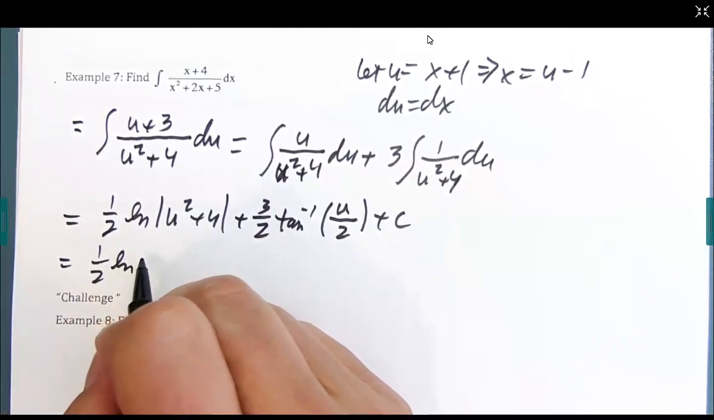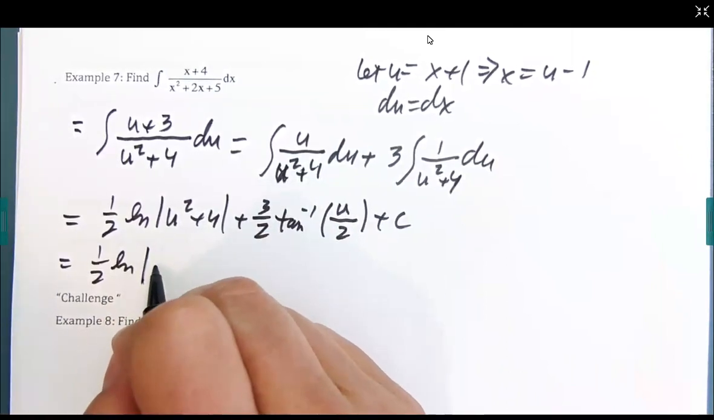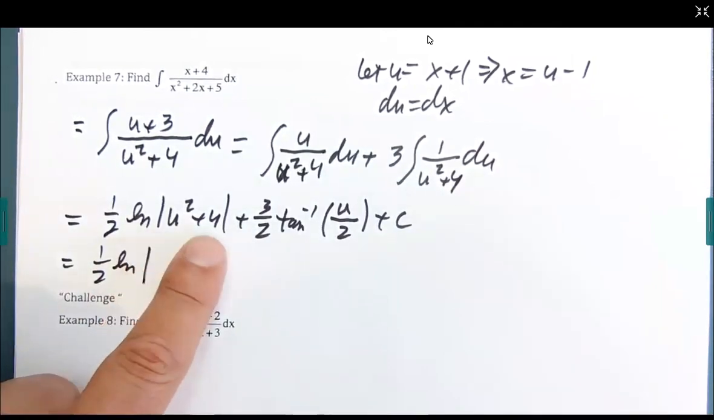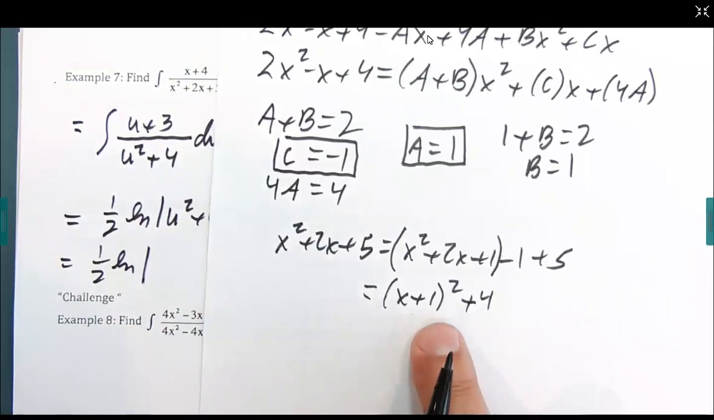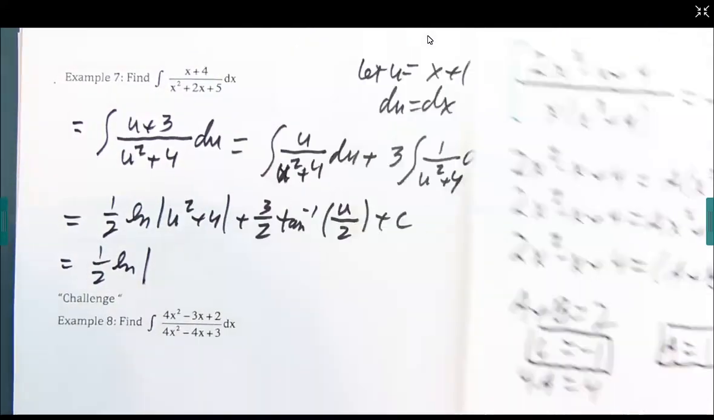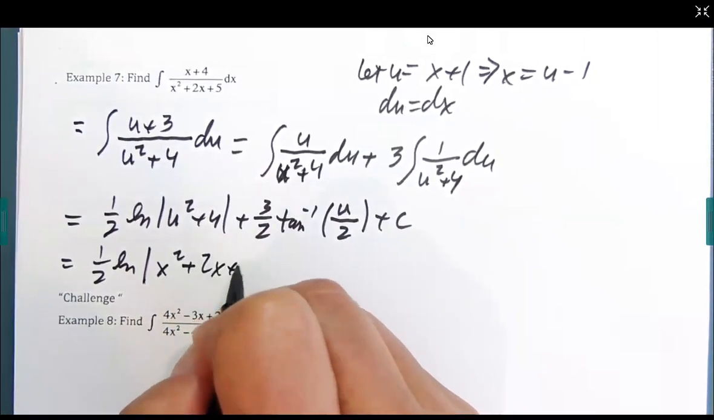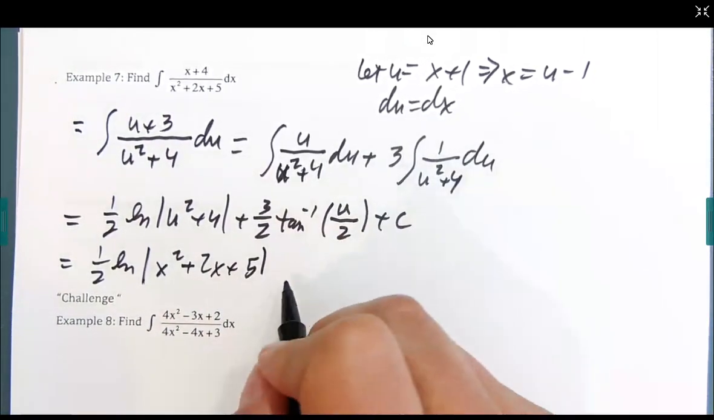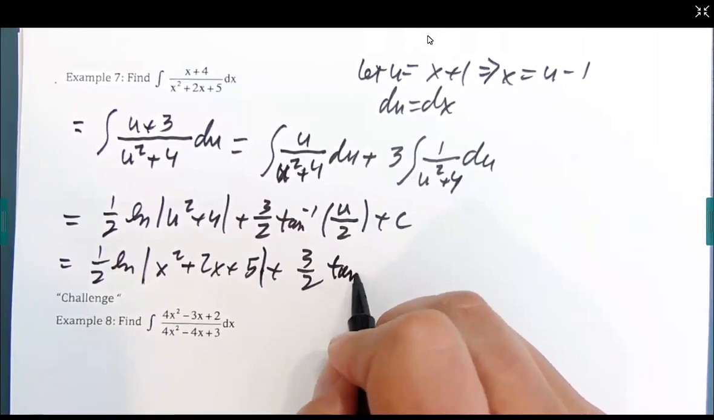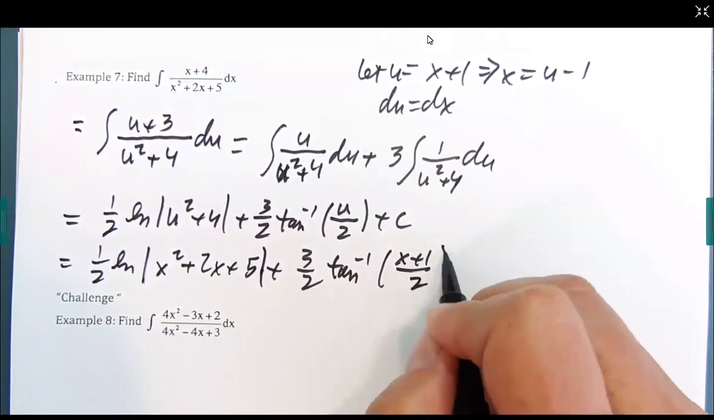We get absolute value of. So just to be clear, u squared plus 4 is here, is this. So if I FOIL that, combine like terms, I'm going to get back to there. So I'm going to go back to the original problem. This is the x squared plus 2x plus 5 plus 3 halves. This is that inverse tangent trick again. So inverse tangent of u, which is x plus 1, over 2 plus c.